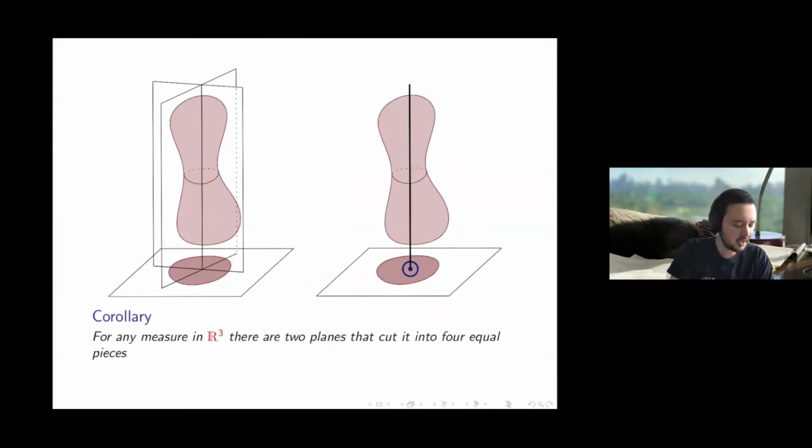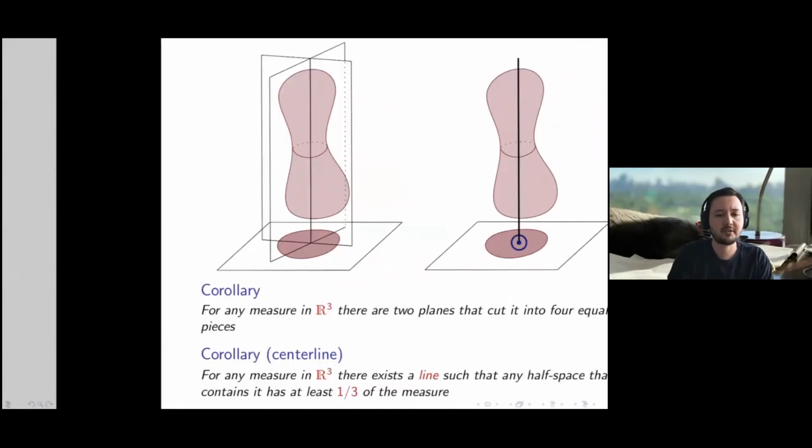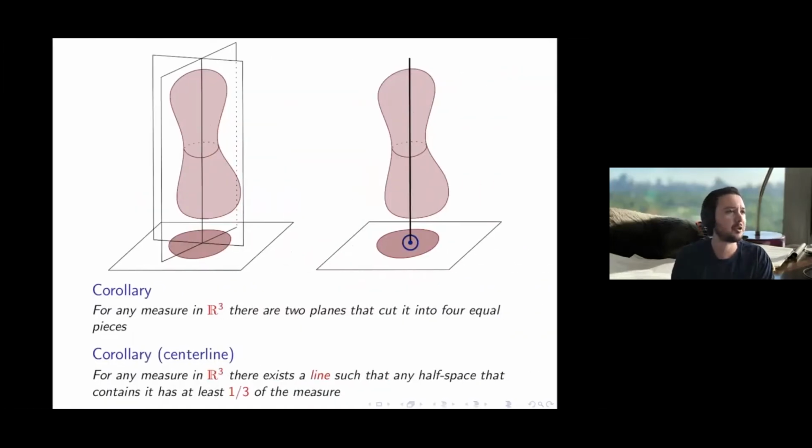And if instead of taking here the intersect, so there's 2 lines, I take the center point of the measure, what I get is a line so that any half space that contains it has at least 1/3 of the total measure. So this is what we call a center line for the measure. And so we get this guarantee here. Notice that in dimension 3, a center point guarantees 1/4 of the measure, but a center line guarantees 1/3. So those are good. And of course, this is just projecting, applying something to the plane and projecting back.